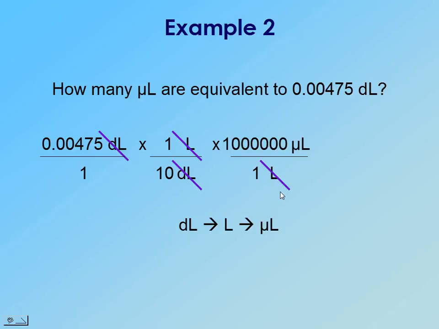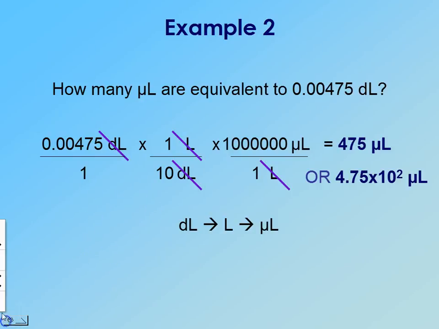The liters cancel. When we multiply across and divide, we get that this number here had 3 sig figs because those leading zeros don't count. These two are defined quantities, so they don't have sig figs. So we want 3 sig figs in our answer, 475 microliters. You could also write that in scientific notation as 4.75 times 10 to the second.